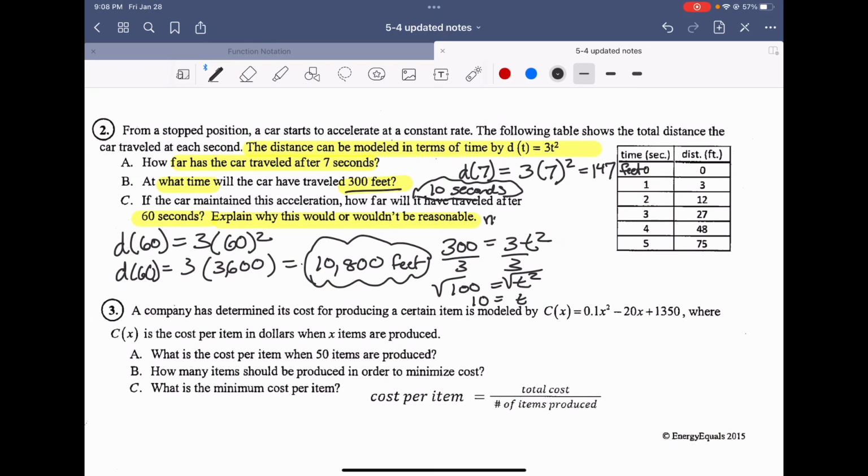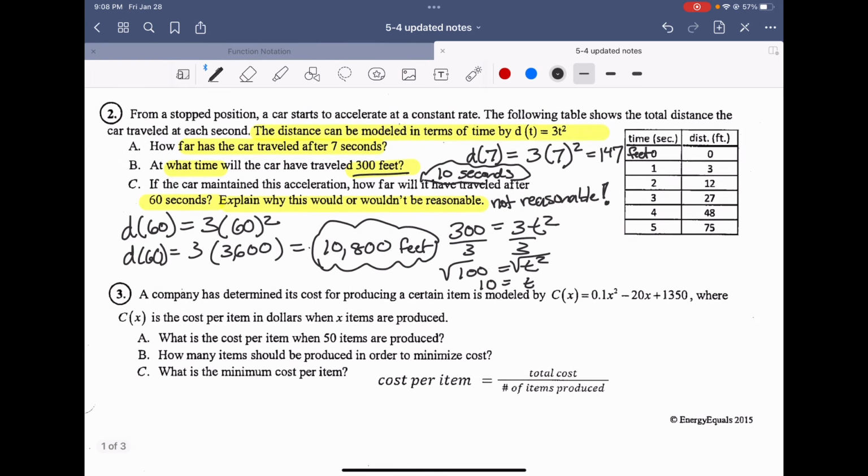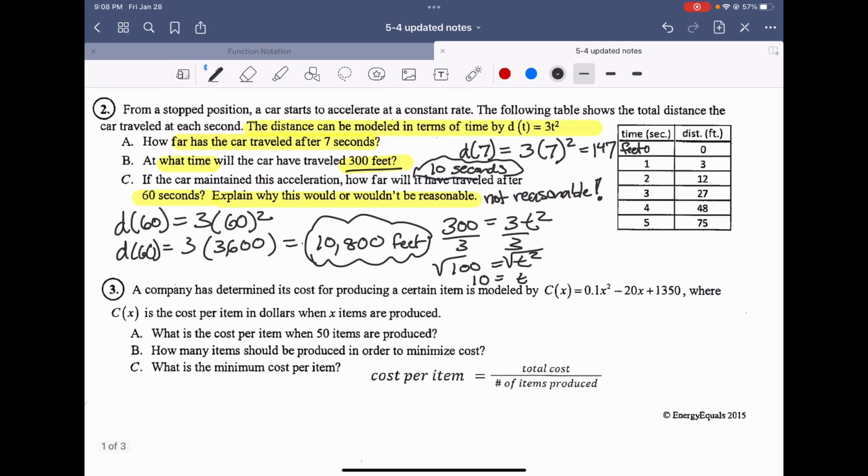So not reasonable. Okay, not reasonable. All right, moving on. Let's do example 3. So again, this is going to be a totally different situation. All of these word problems, you're just going to have to think about them. There's not a pattern, except for the hints at the top, the tips, to think about what parts of the parabola you should be looking at.